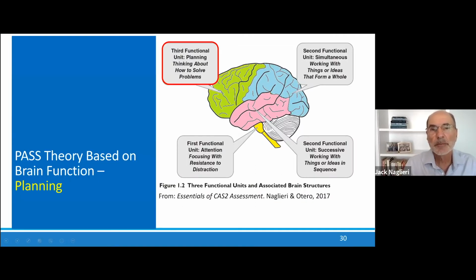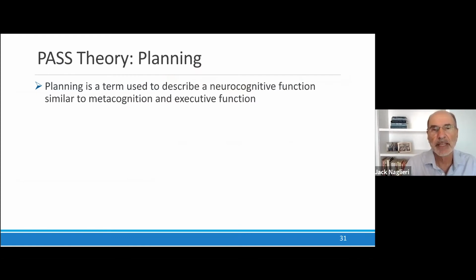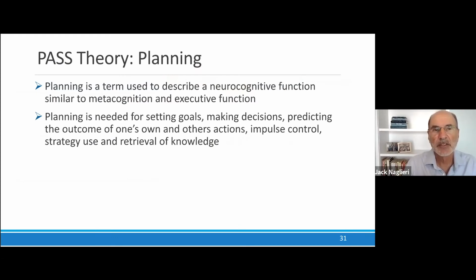So let's talk a little bit about the P in planning, in the PASS theory. It's a term used to describe what I like to call neurocognitive functions, because when we built the CAS, we really were merging cognitive psychology and neuropsychology. And these are similar. Planning is a similar concept to executive function, metacognition, those kinds of terms that we've dealt with for a long time. Frontal lobe, you know the story of Phineas Gage and all that jazz.